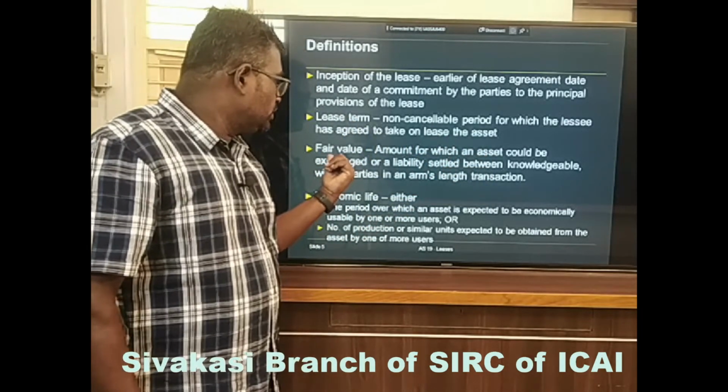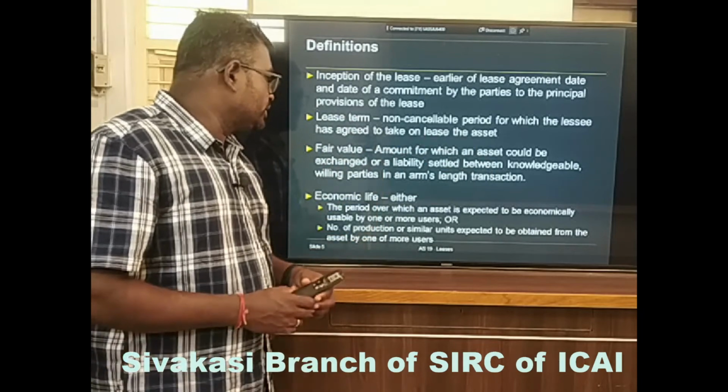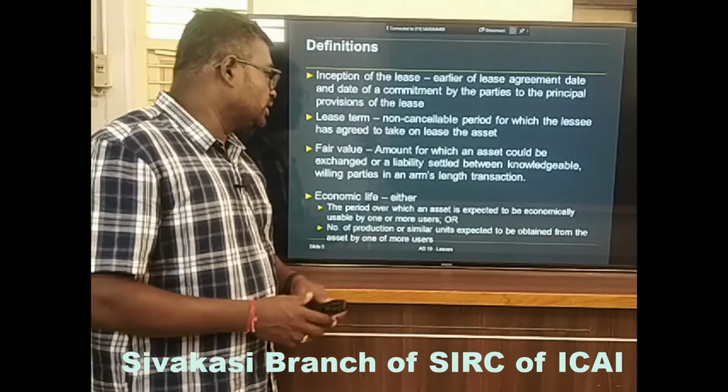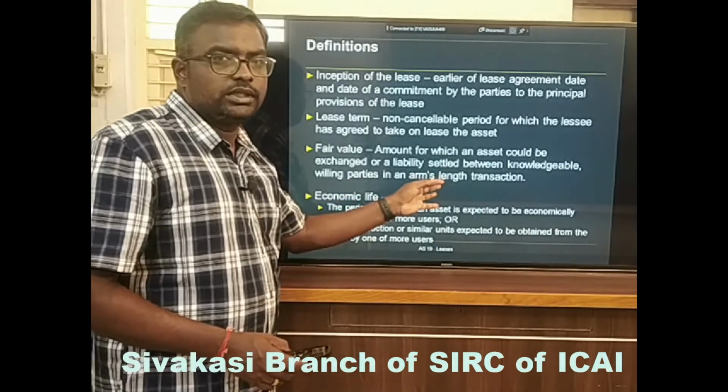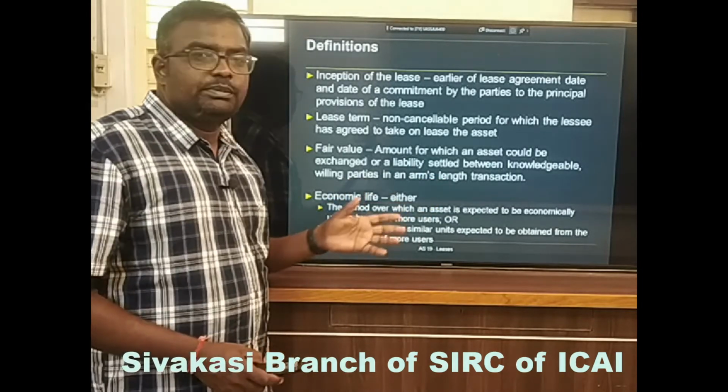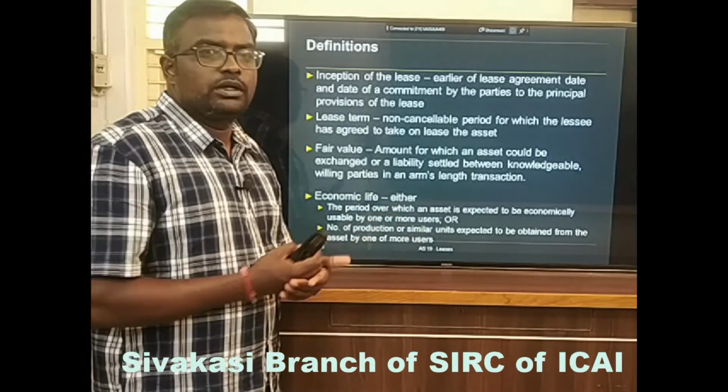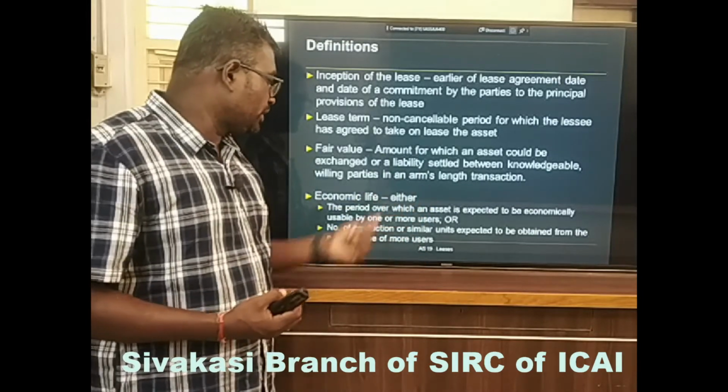So fair value is the amount for which an asset could be exchanged or a liability settled between knowledgeable, willing parties in an arm's length transaction. So it's not a related party transaction; there are some external parties who can exchange at an arm's length price.